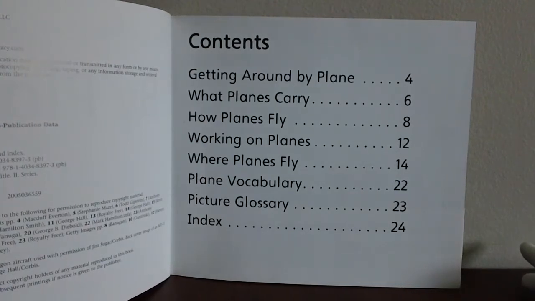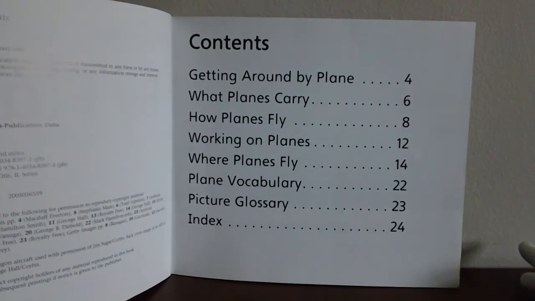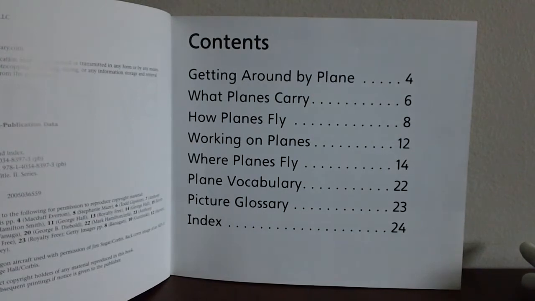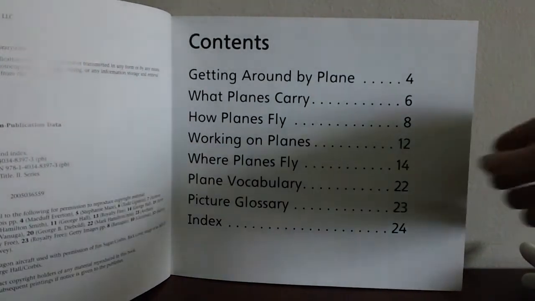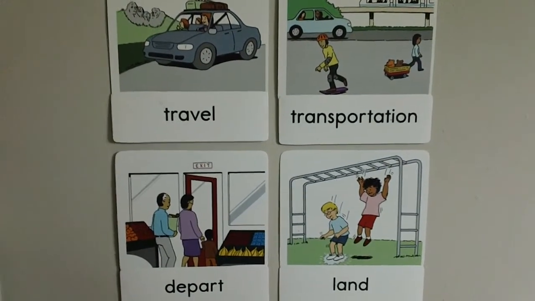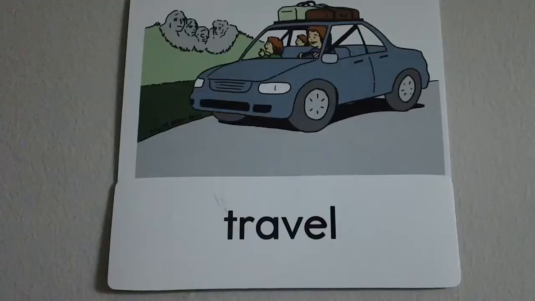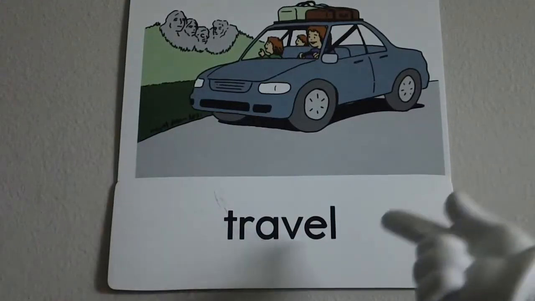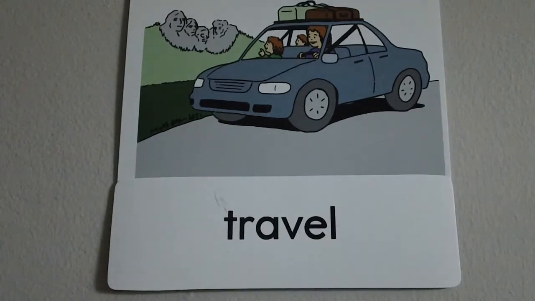Along with text features, I have some vocabulary words that I'd like us to think about that might help us in our reading today. Let's take a look. Here are our 4 key vocabulary words for our story, Getting Around by Plane. Our first word is travel. Travel means to go from one place to another.